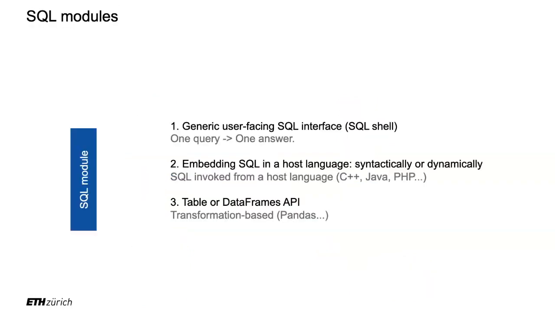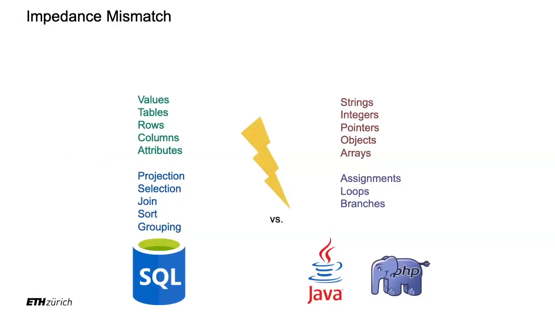Now, I have to warn you that what I'm about to show you might scare you. And there's a reason for that. It's because there is what we call an impedance mismatch. These are just completely different worlds. If you look at Java and SQL, they have nothing to do with each other.